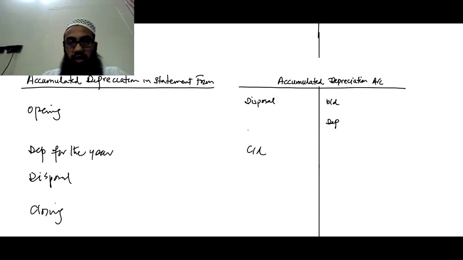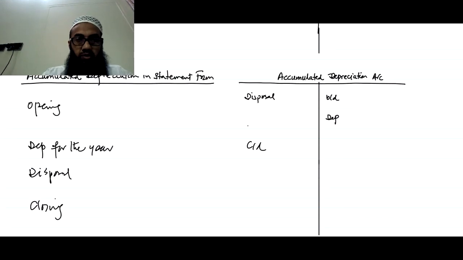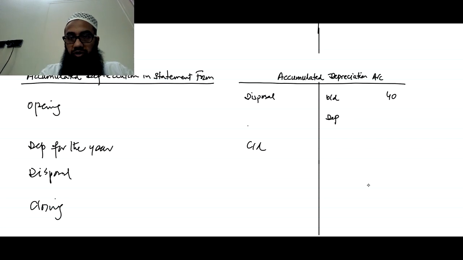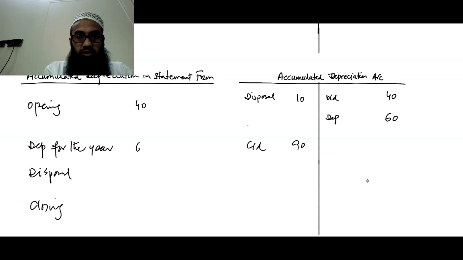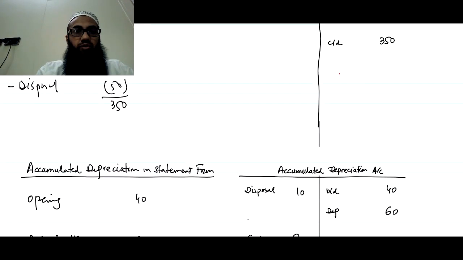And if we see the accumulated depreciation, say 40 opening, depreciation for the year 60, disposal say 10, then it comes to 60 plus 40 minus 10 is equal to 90. So 40 opening, depreciation for the year 60, disposal 10, closing came as 90. This is simple, and this is the note, a simple note without revaluation.